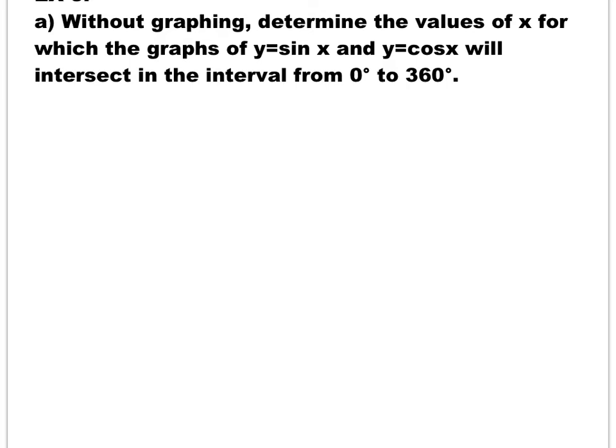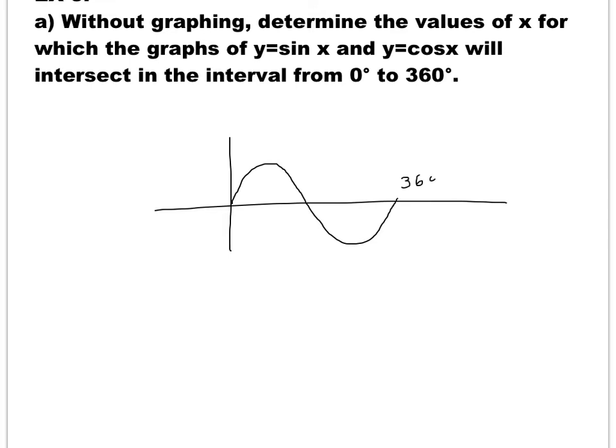In the next example, we have to find the points x representing the point of intersection of the graph of y equals sine x and y equals cos x between 0 and 360. If you recall from previous examples, the sine x looks something like this one from 0 and 360. And the interesting part about cos and sine graph was that whenever sine is 0, cos is maximum or minimum, doesn't matter. And whenever cos is 0, sine is maximum or minimum.